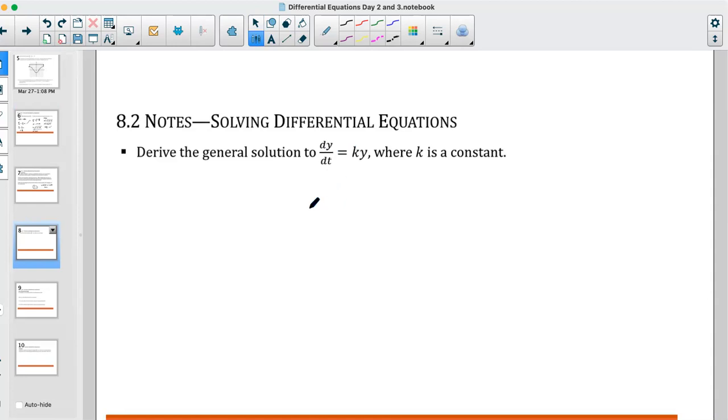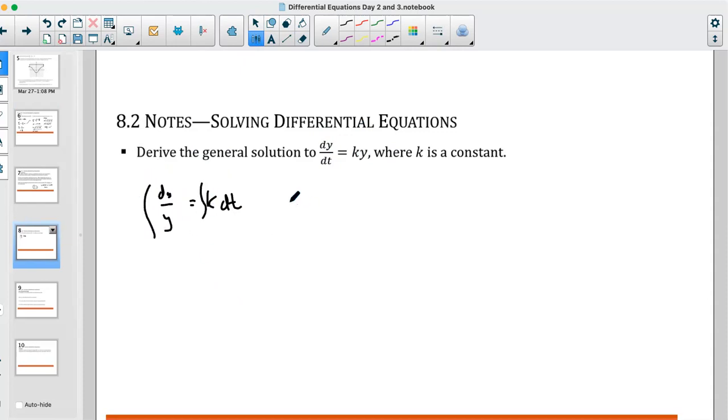So we know when we solve differential equations, the only way we know how to do it is separation of variables. To separate variables here, I'm going to divide both sides by y, then multiply both sides by dt. So I get y dy equals k dt. Nope, that's not right at all. I get dy over y equals k dt. Divide by y, and that's step one.